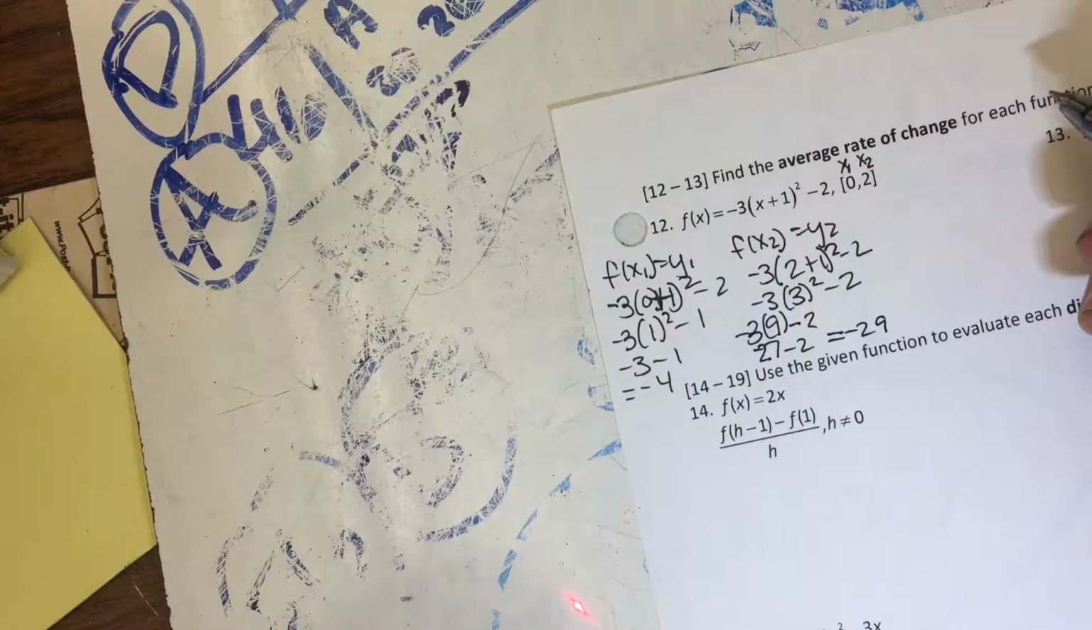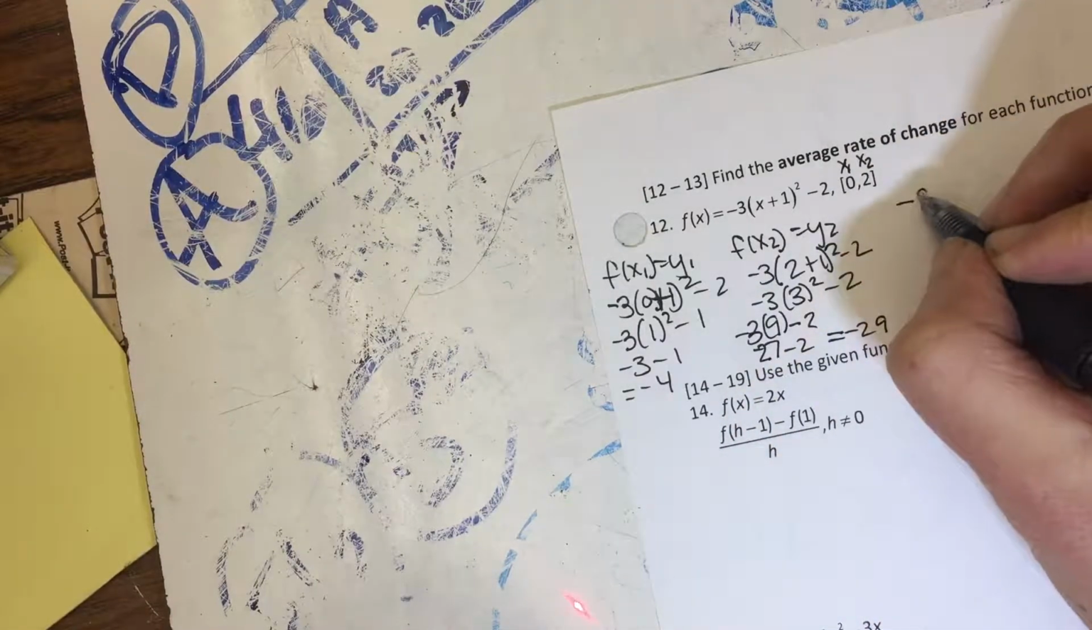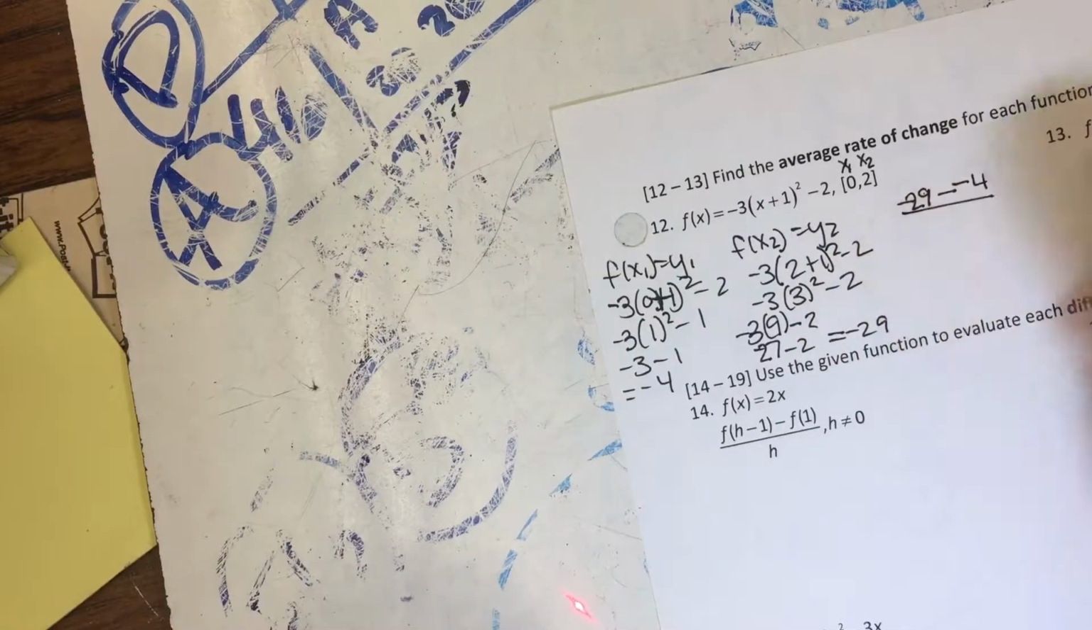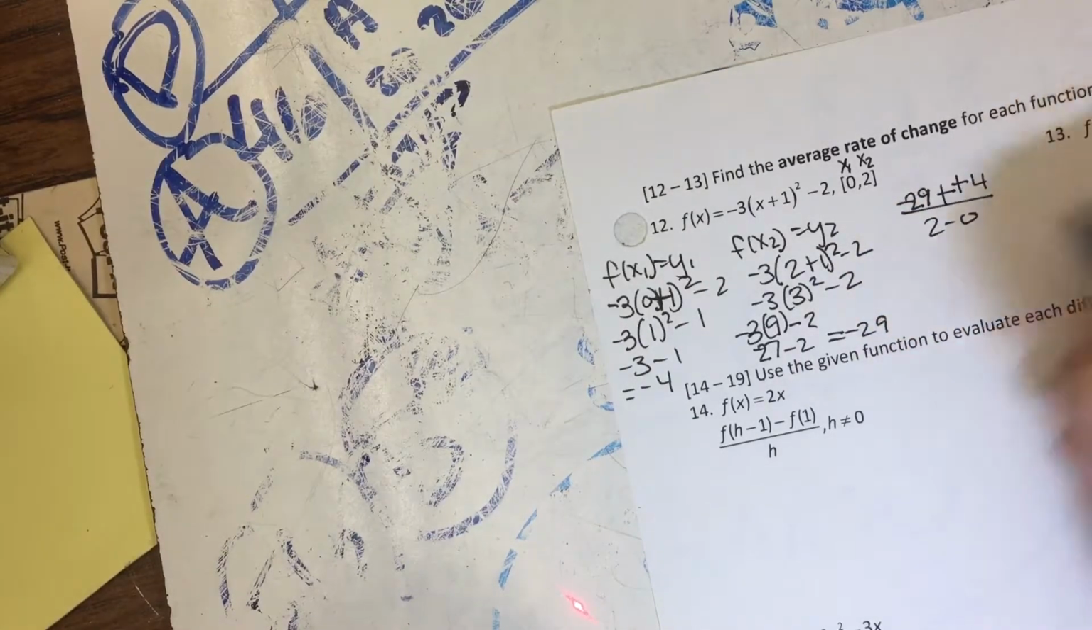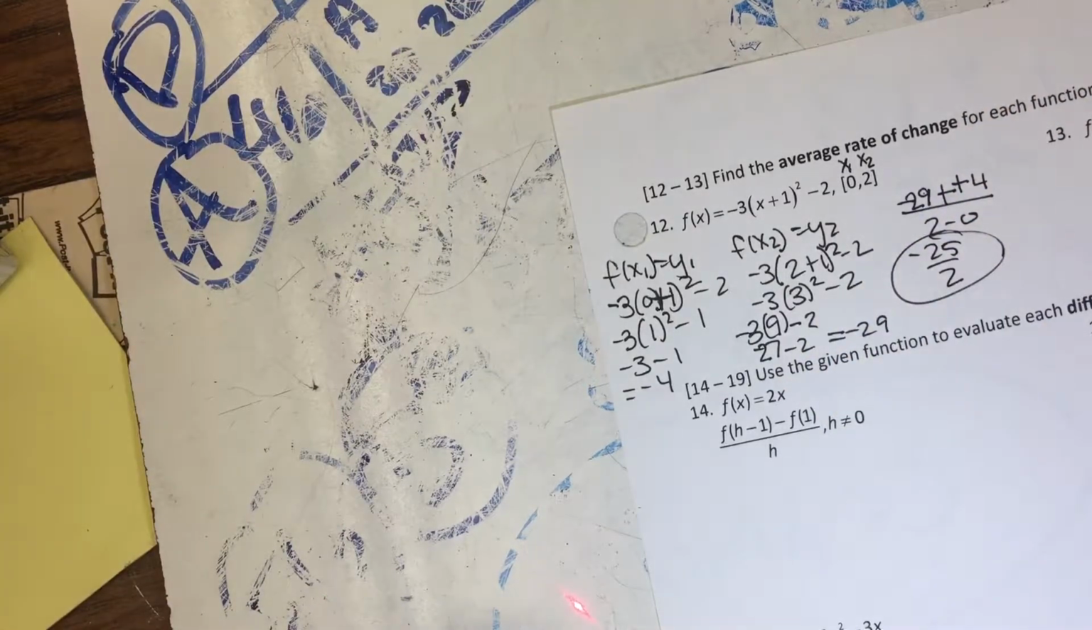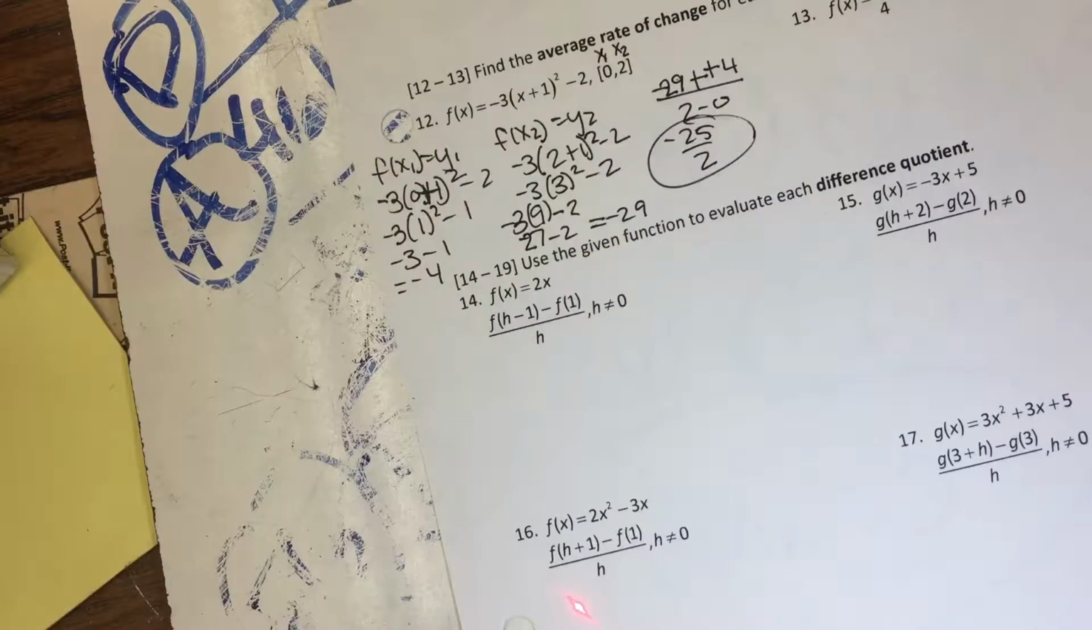And so when I do my rate of change, that would be negative 29 minus negative 4 over 2 minus 0. That's adding, so that'd be negative 25 over 2. Final answer. Okay, let's skip ahead to number 15.